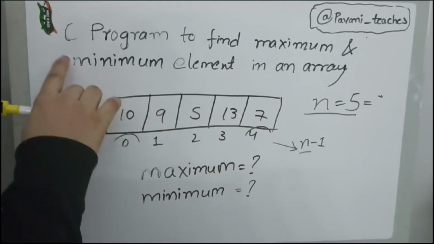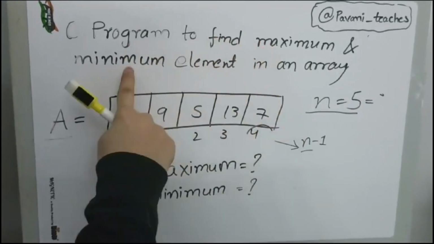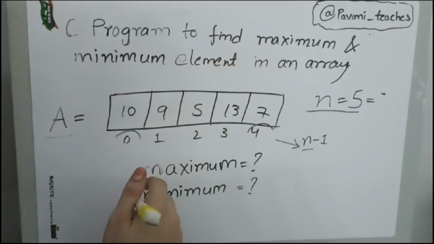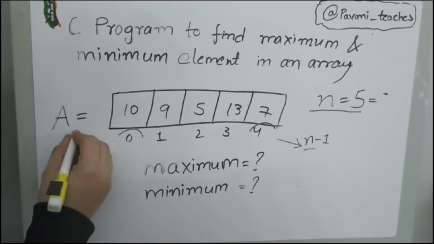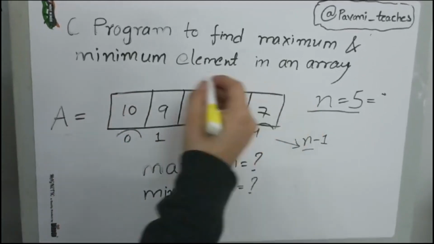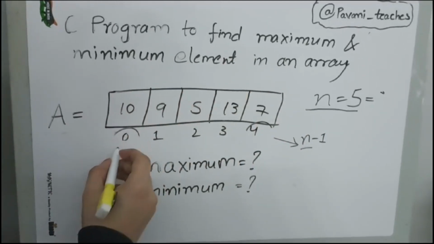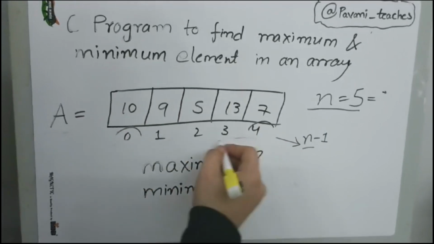Today I am explaining a C program to find the maximum and minimum element in an array. Okay, here I am taking A as an array, and these are the elements present in the array. And these tell us the indexes.